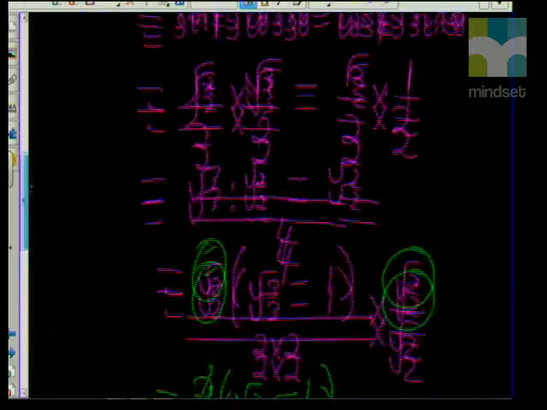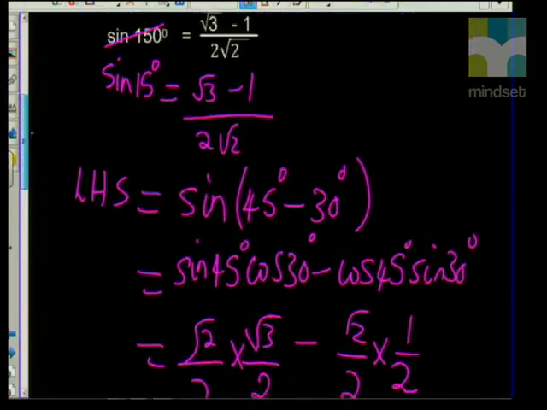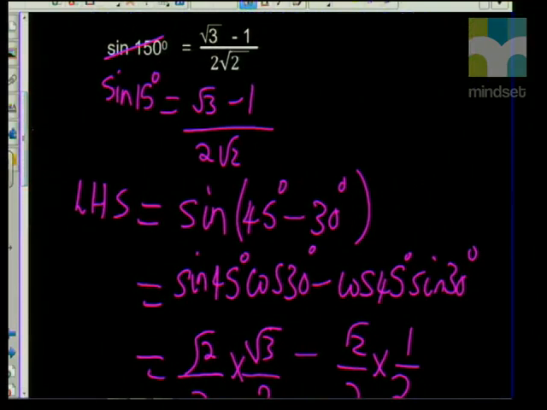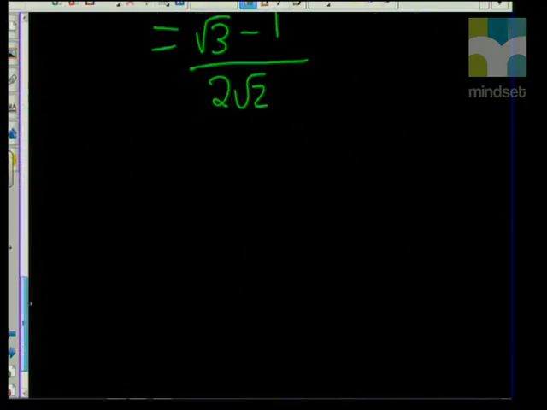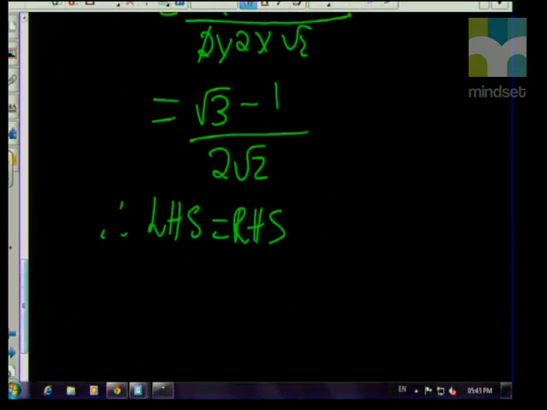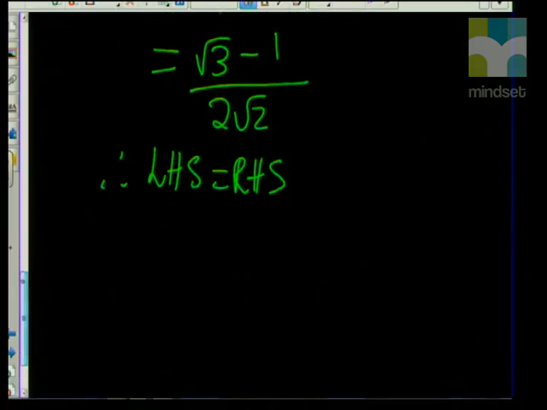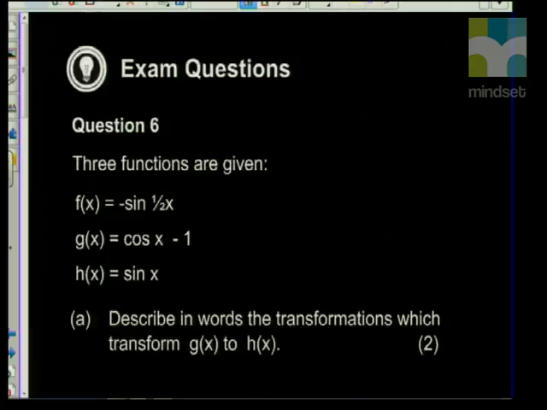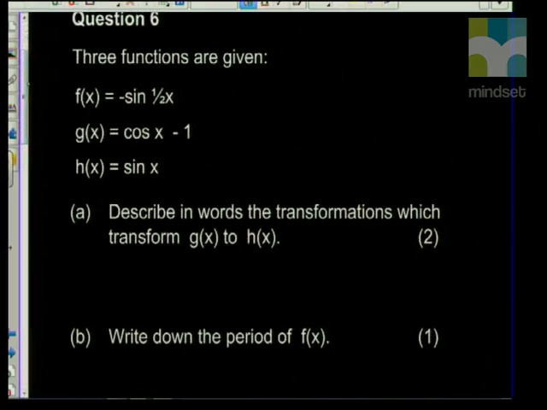So we prove that, therefore the sine of 15 is equal to the square root of 3 minus 1 all over 2 root 2. The identity is true. So therefore the left-hand side is the same as the right-hand side. So guys, because of time, I need to quickly look at your graphs, right?